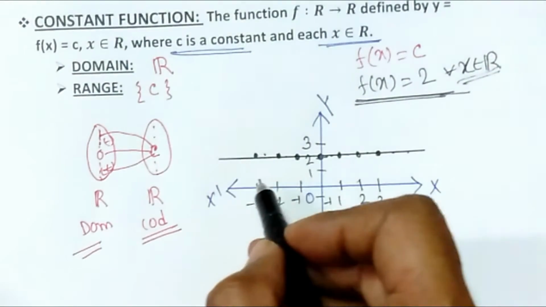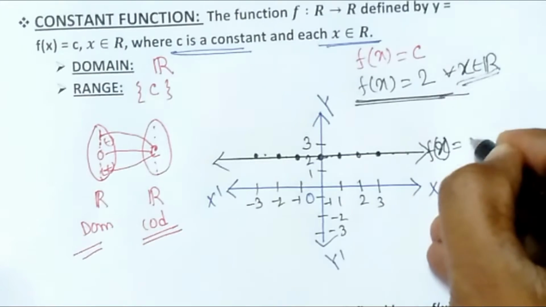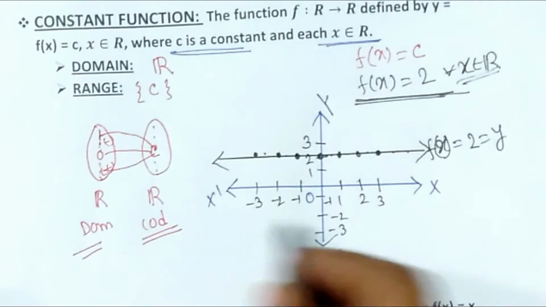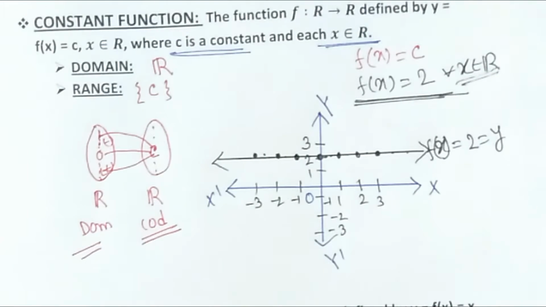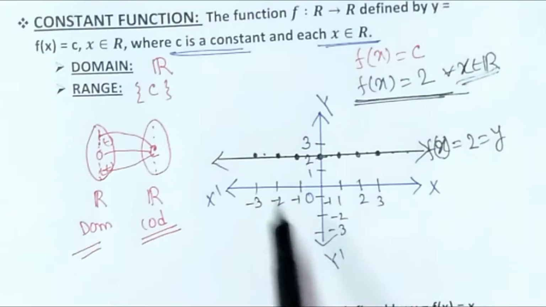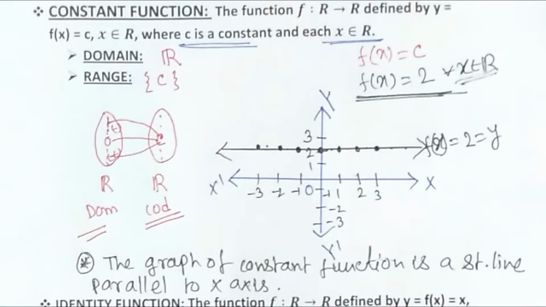Therefore, the graph of this function f of x equals 2, that is y equals 2, is parallel to the x-axis. So remember, the graph of the constant function will be a straight line parallel to the x-axis. So clearly the graph of a constant function is a straight line parallel to the x-axis.